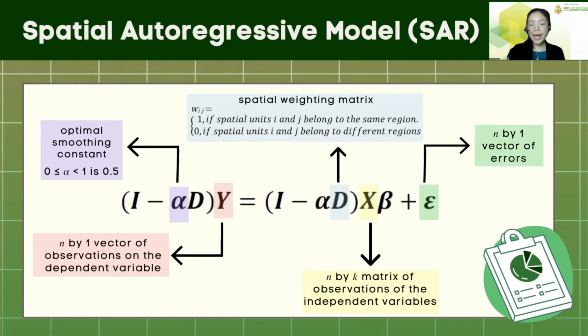After computing Moran's I statistic, the Spatial Autoregressive Model, or SAR, was used to also identify significant COVID-19 correlates, but takes into account spatial dependencies. Shown on the screen is the SAR model, having an optimal smoothing constant denoted by alpha of 0.5 and a spatial weighting matrix denoted by D, which has weights denoted by W sub ij, which, if spatial units are in the same region, W sub ij is equal to 1, and if not, 0.